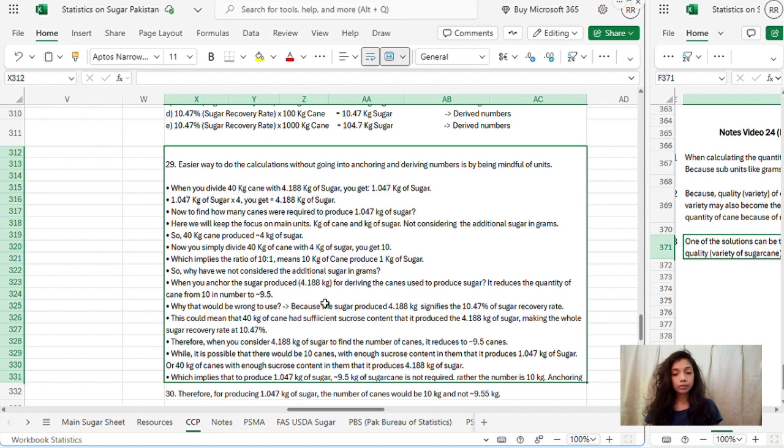So here the point got clear. When we try to calculate the quantity of cane required to produce a quantity of sugar, means if we have 4 kg of sugar, and out of that 4 kg, for 1 kg of sugar, how many cane sticks are required in that?